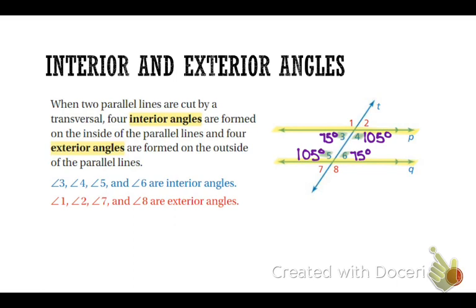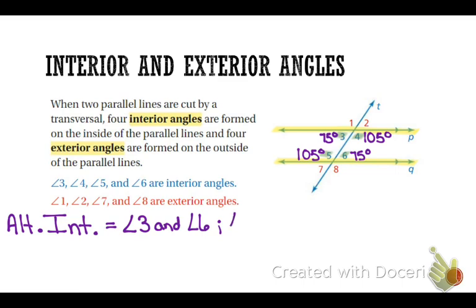So I'm going to list now my alternate. Are you okay with abbreviations? Alternate interior angles. Their pairs are angle 3 and 6, that's not an L, that's an angle sign, remember? And my second pair is 4 and 5. I might ask you to list a pair of alternate interior angles, and that's how you would do it. Sometimes you're just given one angle measurement and you have to find the rest of them.